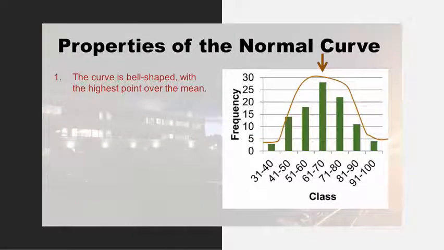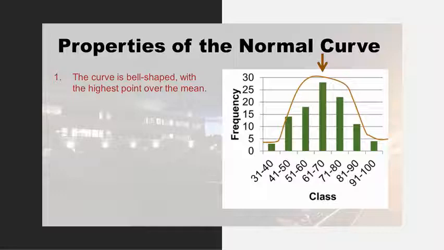Let's look at some of the properties of the normal curve. We're using the exact same graph as the previous slide, and we're just going to look at some of the typical properties of a normal distribution curve. None of these properties apply to any of the other types of distributions, so it does not apply to bimodal, skew left, skew right, anything like that. It only applies to normal distributions.